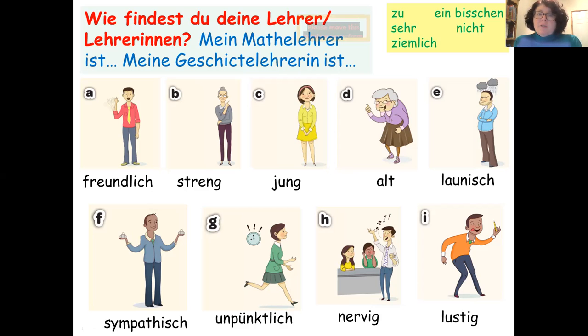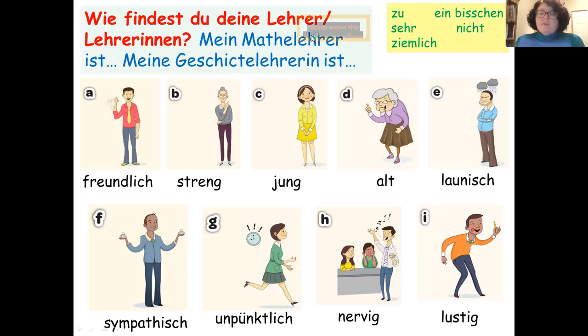Now, an answer could be, mein Mathelehrer ist freundlich. Okay, so my maths teacher is friendly. Meine Geschichtelehrerin ist jung und sympathisch. So my history teacher is young and kind. Okay, is young and kind. So write down the 2 examples.